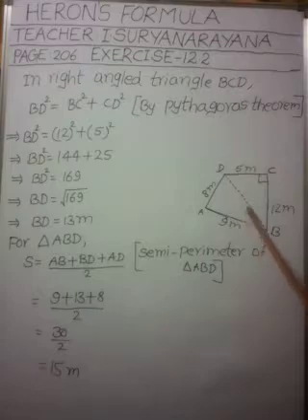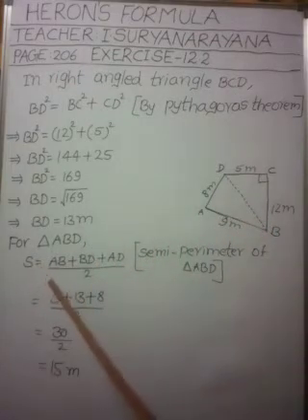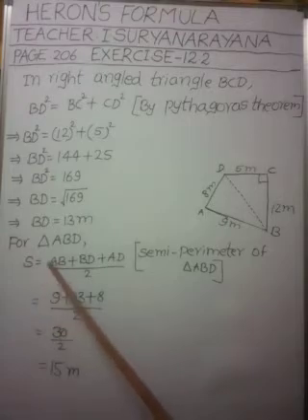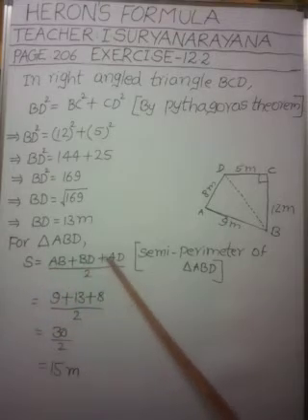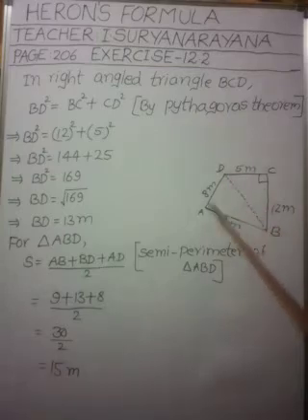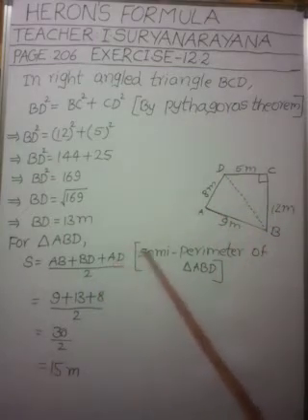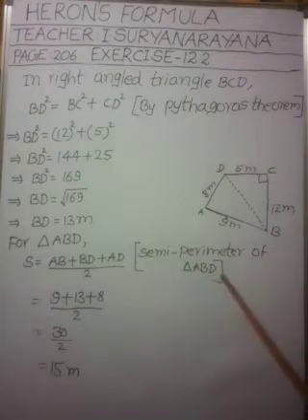Okay, my children? First of all, what should we find? Semi perimeter, that is S. S is equal to AB plus BD plus AD, sum of all the sides, divided by 2. What is this called? Semi perimeter of triangle ABD.